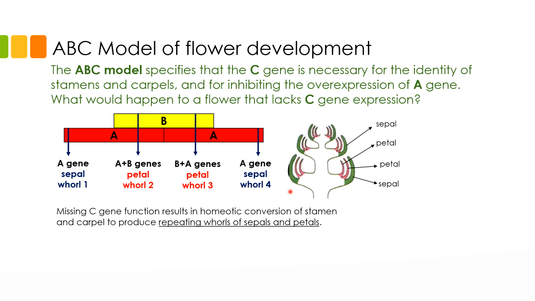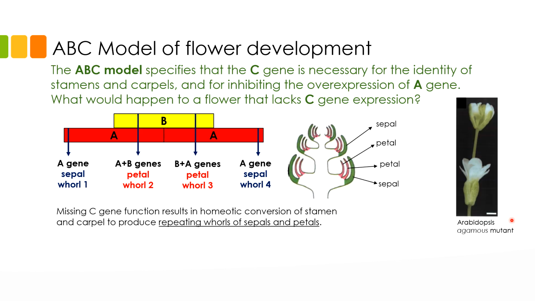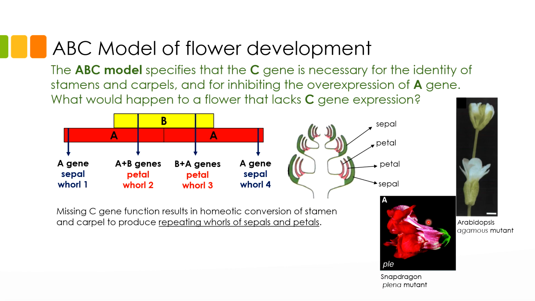This is an actual example of Arabidopsis flower lacking the C gene. You can clearly see the repeating whorls of sepals and petals. This is another example of a mutant flower lacking the C gene. This is a snapdragon flower. Again, you can see only the repeating whorls of sepals and petals.